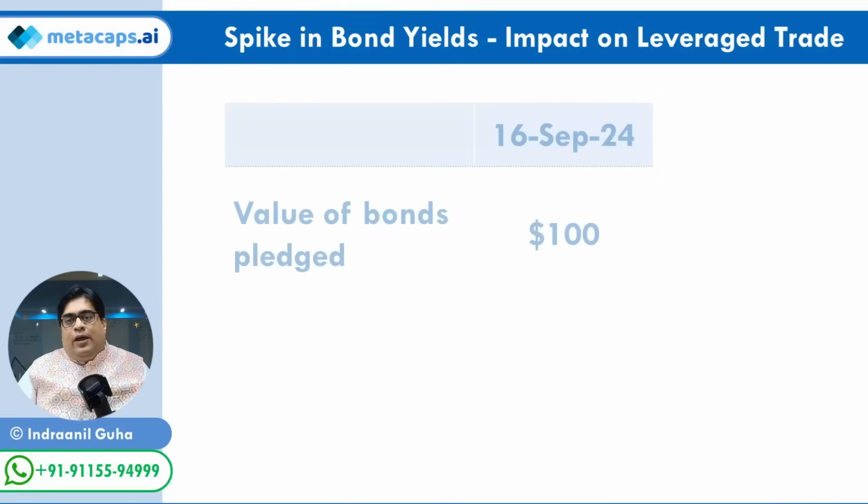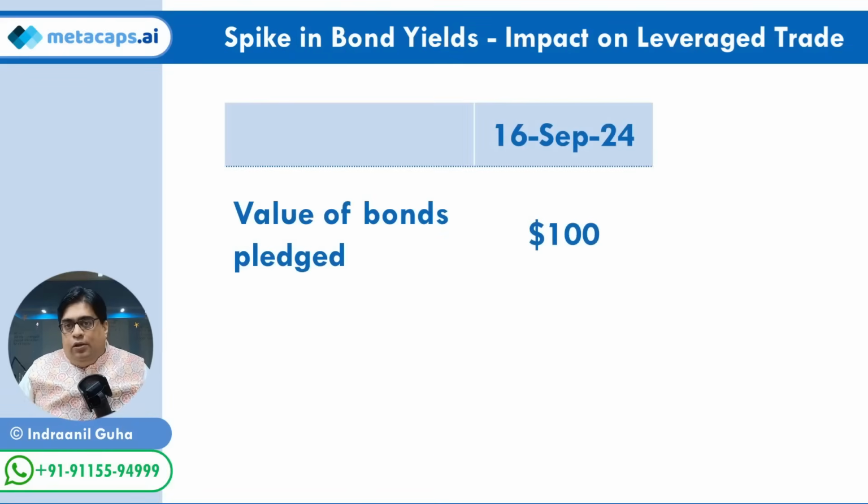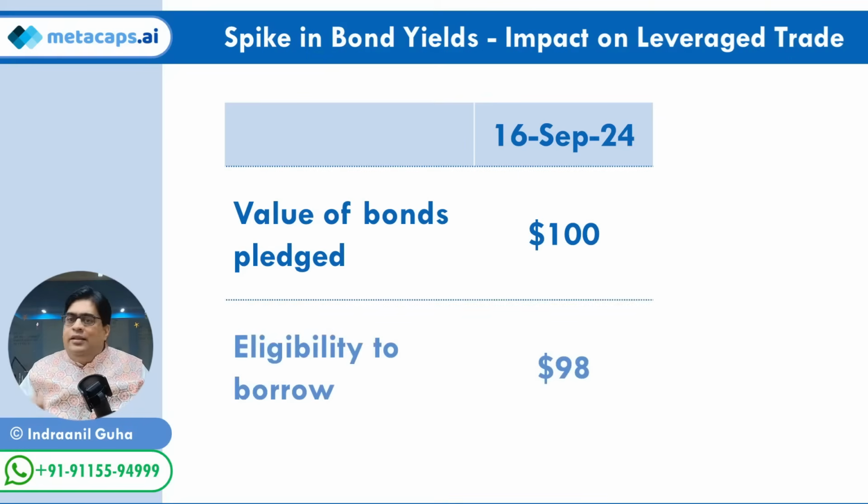Now, this is what would have happened had an FII invested $100 in US government 10-year bonds on 16th of September 2024. The FII could have invested $100 in US government 10-year bonds on this date, and then pledged these as collateral with a lender, and against these assets, the FII could have borrowed up to $98, and then would have been at liberty to use these $98 to invest in stocks, which typically generate a significantly higher rate of return compared to bonds.